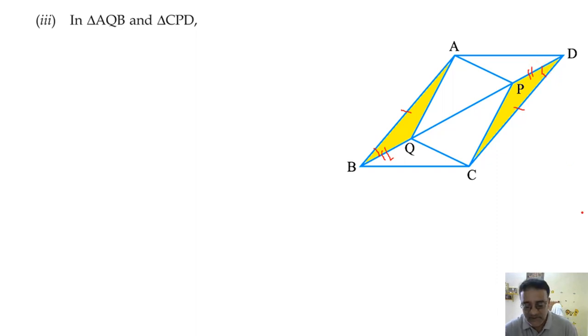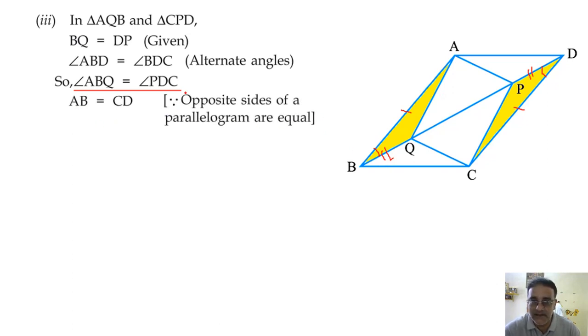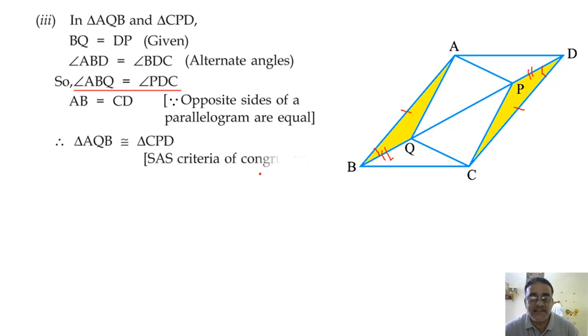Now this angle is equal to this angle, alternate interior angles. So we'll start with BQ is equal to DP. Angle ABD is equal to angle BDC, that is alternate interior angles. So we can write angle ABQ is equal to angle PDC. Now the last, AB is equal to CD. Opposite sides of a parallelogram are equal. Now these two triangles are congruent by which criteria? SAS criteria. Very good.